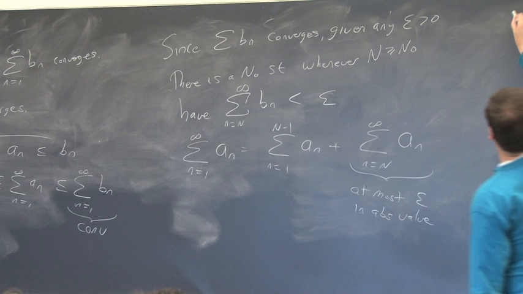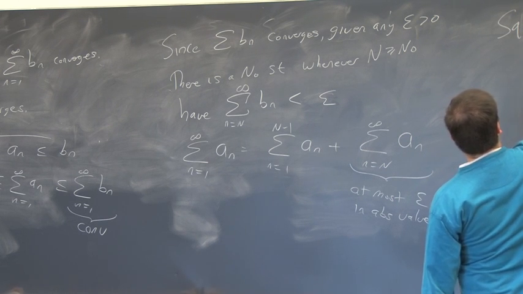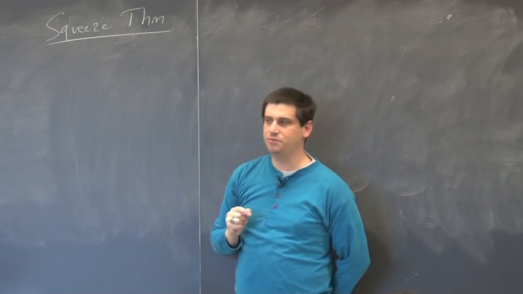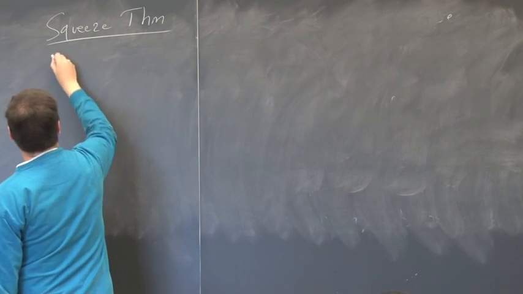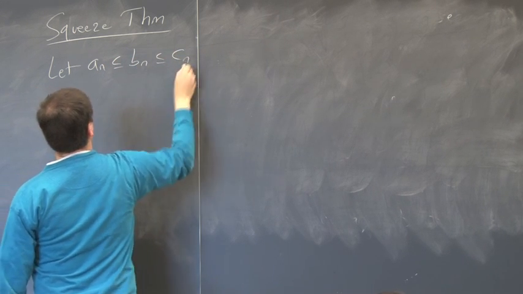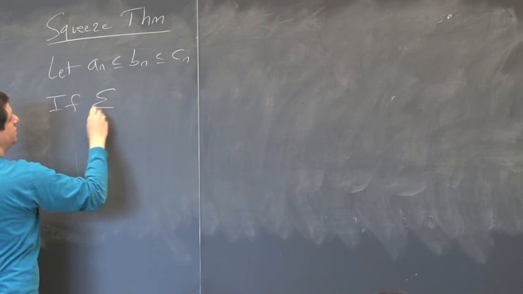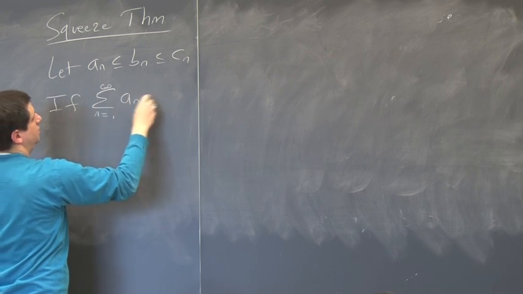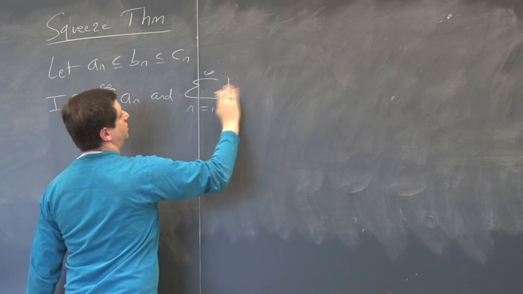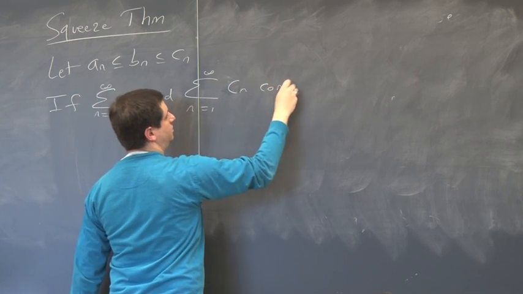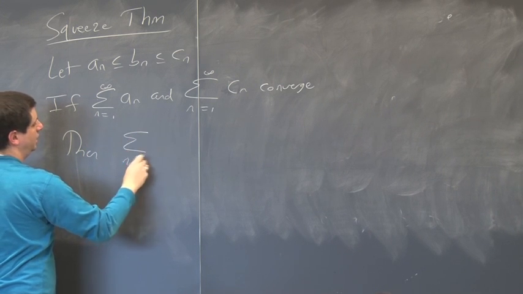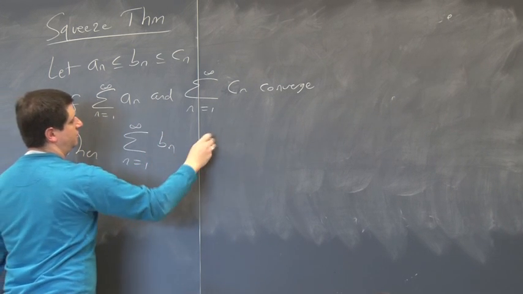The next one is the squeeze theorem. And so you've seen a version of this with some limit problems. And so now, let an be less than or equal to bn less than or equal to cn. If the sum n goes from 1 to infinity of an and the sum n goes from 1 to infinity of cn converge, then the sum n goes from 1 to infinity of bn converges.